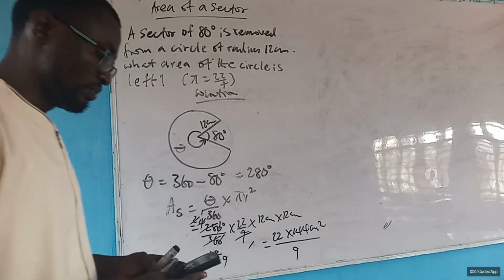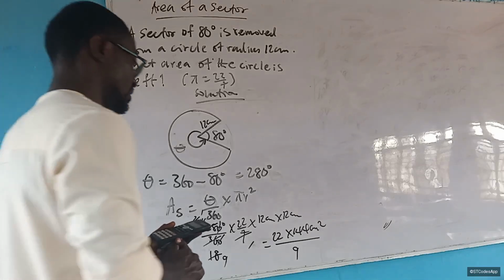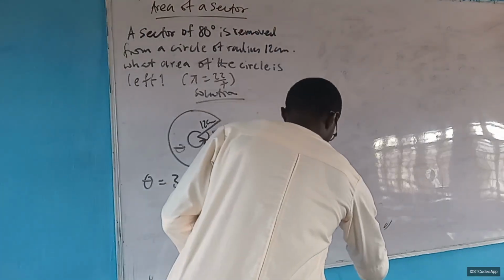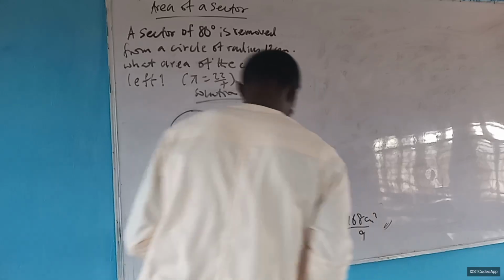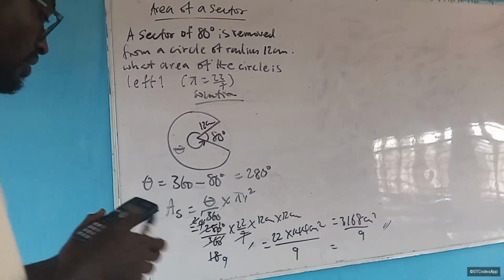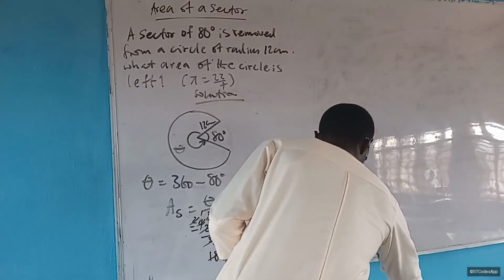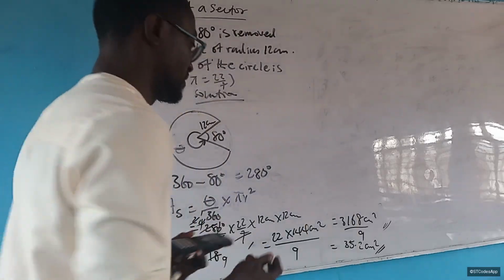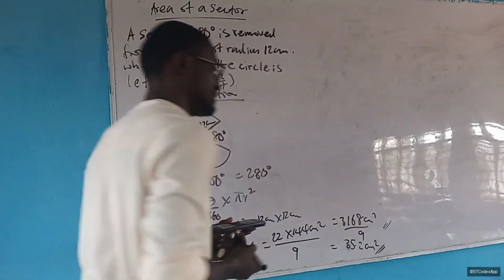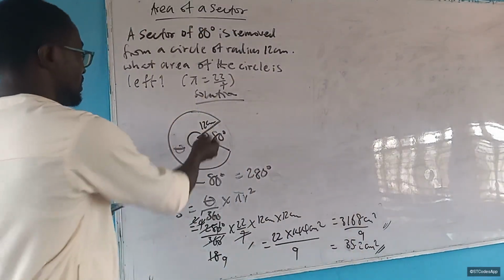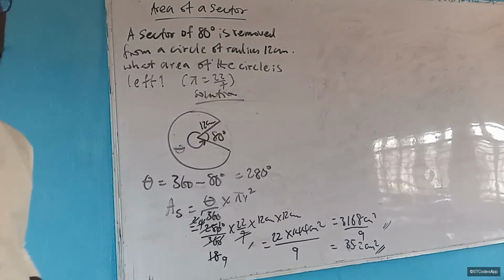So having the product of 22 and 144, that gives us 3,168 centimeters squared divided by what? 9. If you divide that by 9, we'll have 35.2 centimeters squared. 35.2 centimeters squared. And that is the area of this very portion of the circle that is left. And that is our final answer.